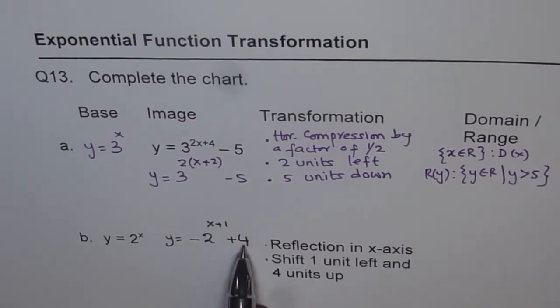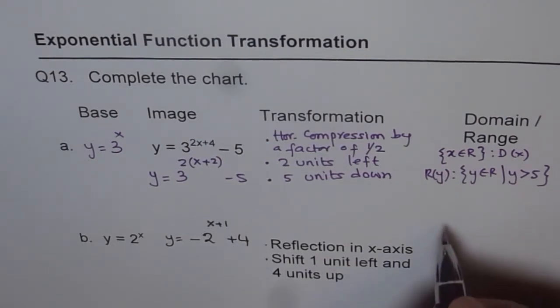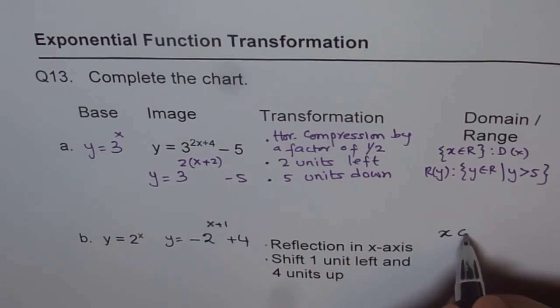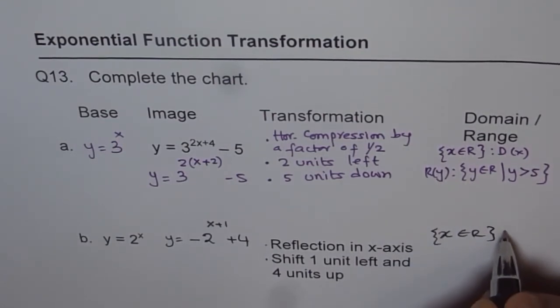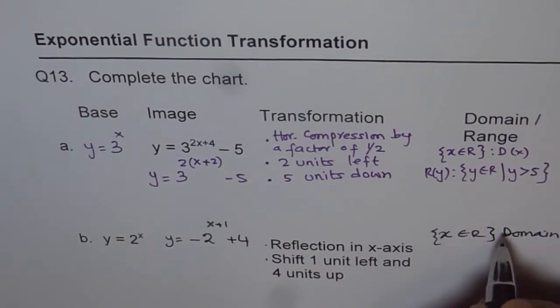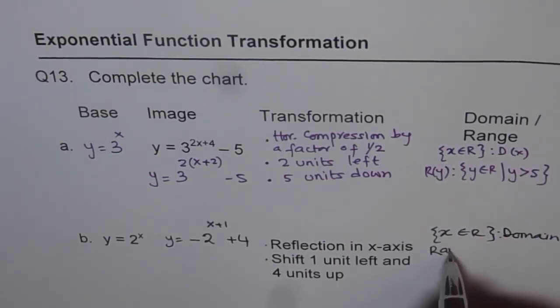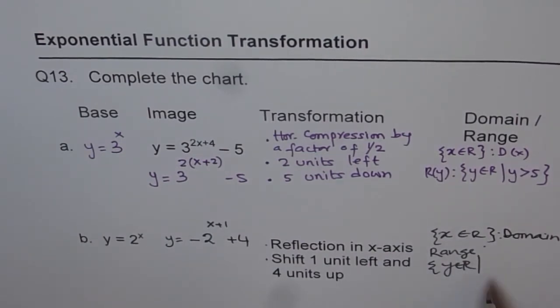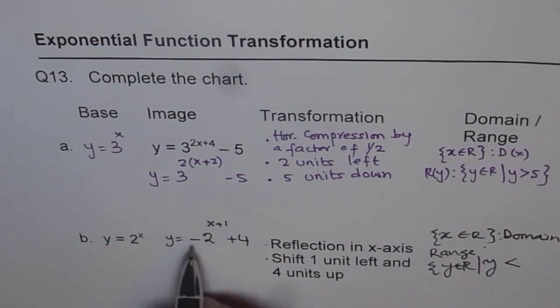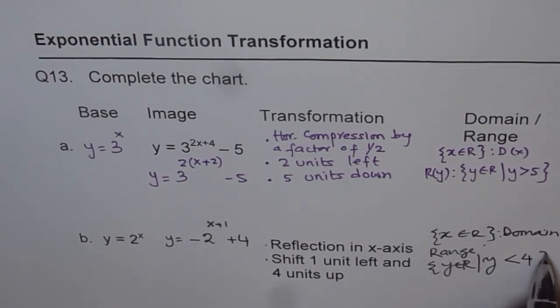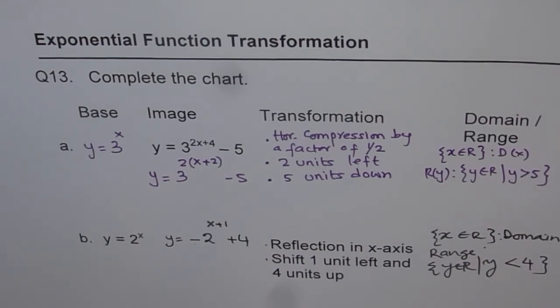Now if it is moved 4 units up, that means the range has changed, so the horizontal asymptote is at 4. Now here is a reflection on x-axis, that means y is less than 4, right? So that is the change in the range. Domain, of course, is all real numbers, so we'll write x belongs to real numbers. That's the domain for us, right? And as far as the range is concerned, we have y belongs to real numbers, so that y is this time less than 4 since it is reflected on x-axis, correct? So that becomes the range of the function. I hope that's clear. Thank you.